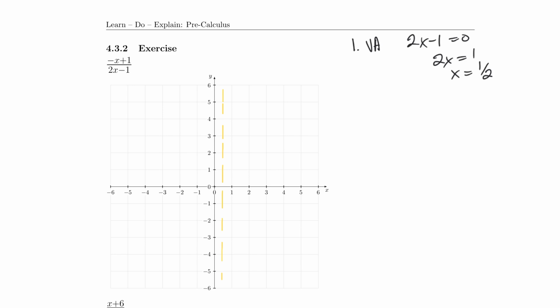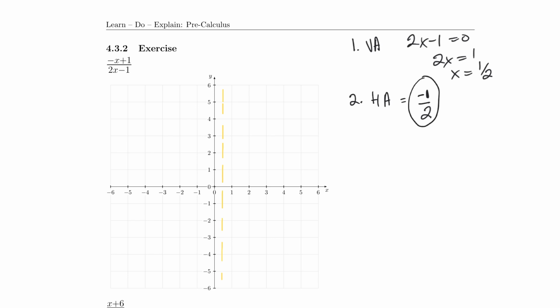Okay, so once we have the vertical asymptote, the next step, step number 2, is to evaluate the horizontal asymptote. How do we do this? We compare the power in the numerator and the power in the denominator. In this case, both powers are the same. So what we do is we divide the coefficient in the numerator, which is minus 1, over the coefficient in the denominator, 2. Okay, and this is our horizontal asymptote.